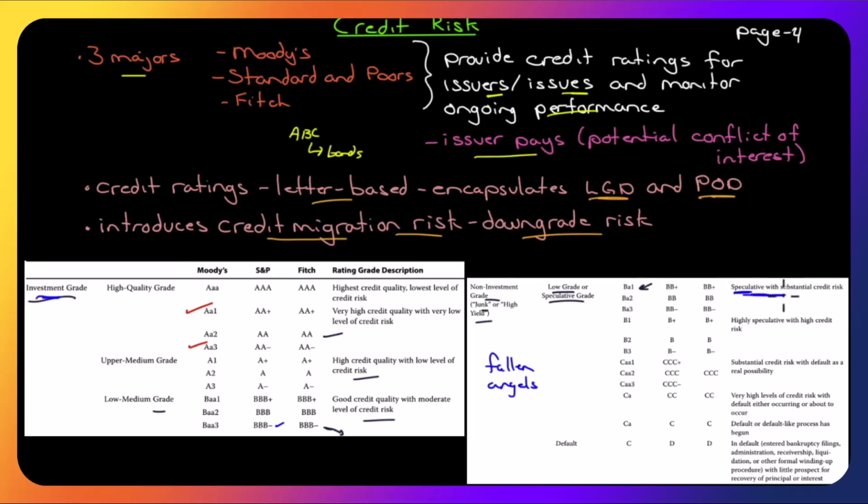So we can see the highest level of non-investment grade. Look at the word speculative with substantial credit risk. So you go from moderate credit risk to substantial credit risk. Going down into the single B category, highly speculative with high credit risk. The triple C's, basically on bankruptcy's doorstep, but not there yet. Substantial credit risk with default a real possibility. And then when you get into the letter D, basically it is default. It is default. There you go. You can remember it. It's got the letter D.